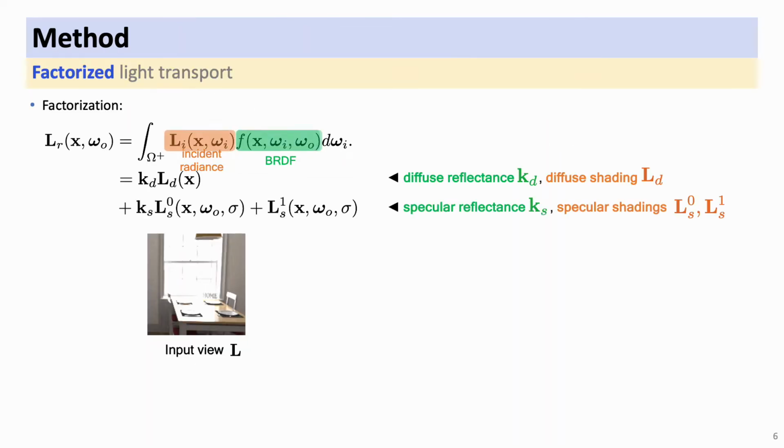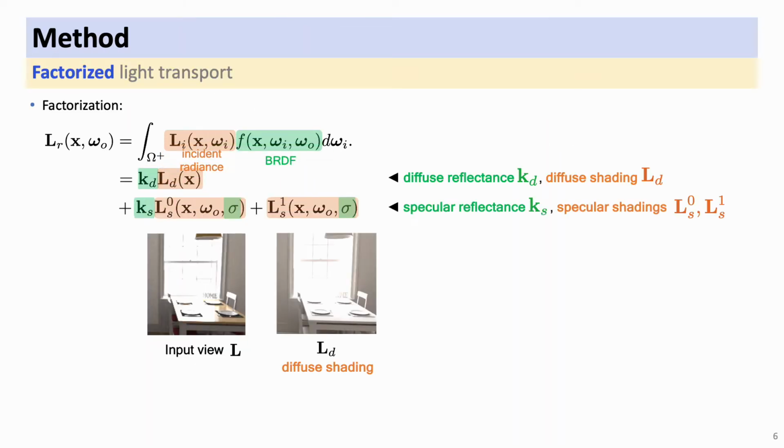We propose to factorize the rendering integral into BRDF terms in green and shading terms in orange, so that shading terms can be pre-computed with cheap variance reduction tricks, and then BRDF terms can be efficiently solved without having to jointly optimize all the parameters in each step. Specifically, the integral can be rewritten as a linear function of diffuse and specular reflectance, KD, KS, and diffuse and specular shading terms, LD, LS, 0, and 1.